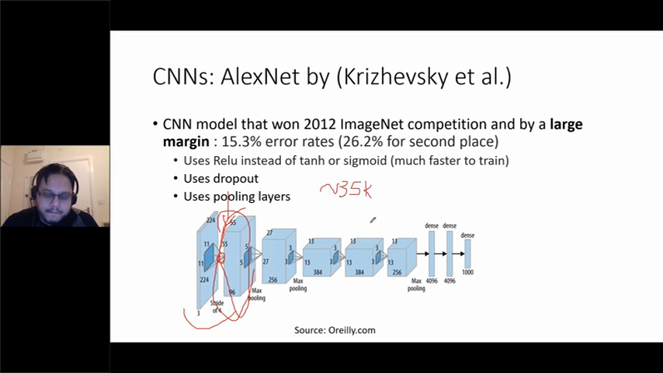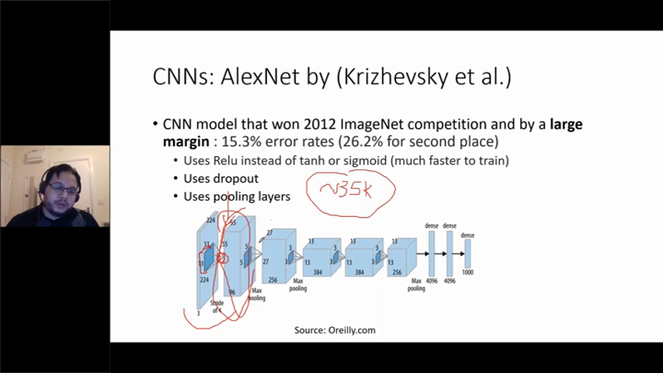It's actually 11 by 11 by 3. This is the size of the input, and that plus 1 for the bias. So this neuron is connected to this, so it has this number of parameters multiplied by the number of neurons. The number of neurons is 96. So we got something like around 35K.